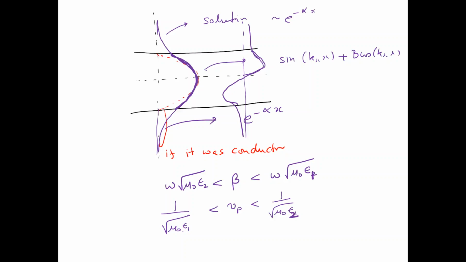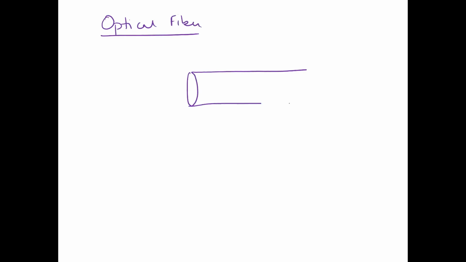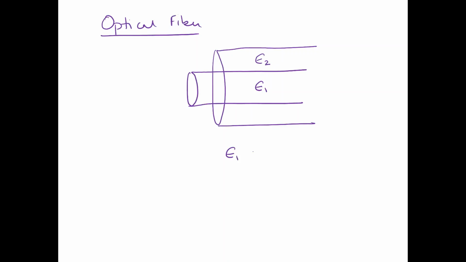This is something you would definitely meet when you are doing any photonics course, and when you start doing semiconductor lasers or optical fibers. The same thing happens in an optical fiber too. You can have an optical fiber where you basically have a cylinder in the center, which is epsilon 1, and then a cylinder on the outside, which is epsilon 2, such that epsilon 1 is greater than epsilon 2.